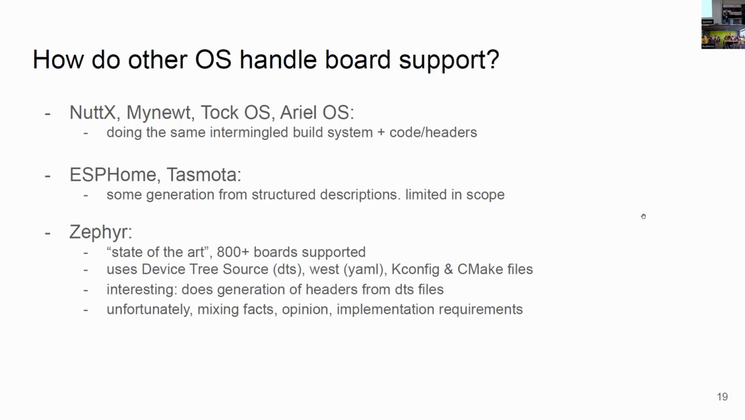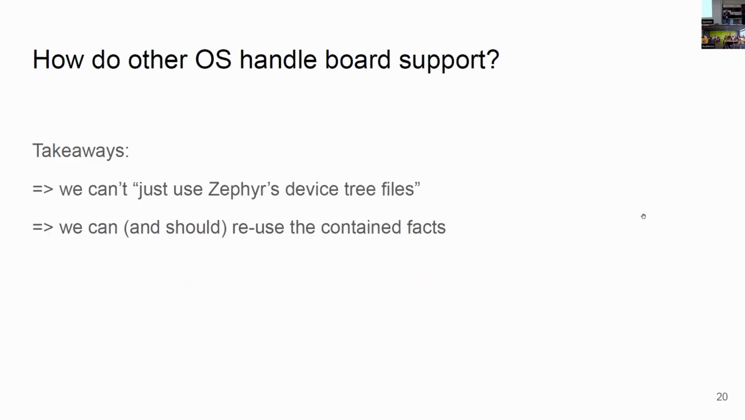Unfortunately, in these device tree files, Zephyr is also mixing facts and opinions and also what their implementation requires, right? So unless our implementation looks the same and has the same requirements, we cannot just use all of that, but the facts we can use. So for the takeaways, we cannot just use Zephyr's device tree files, but we can and we should reuse the facts that are in there. We can parse them out.